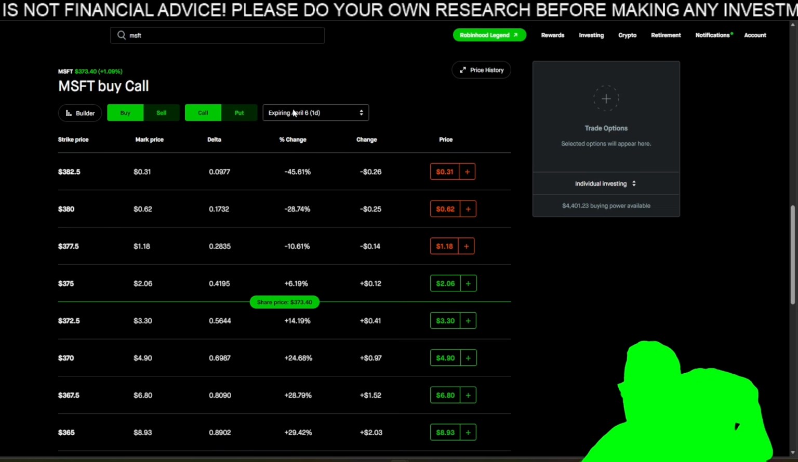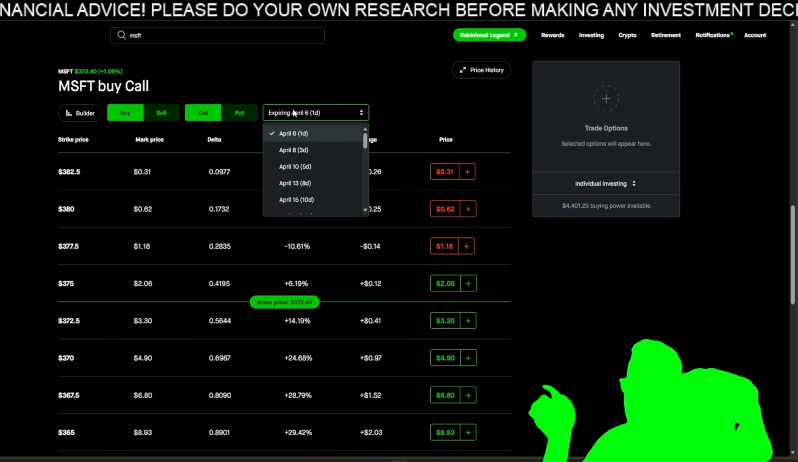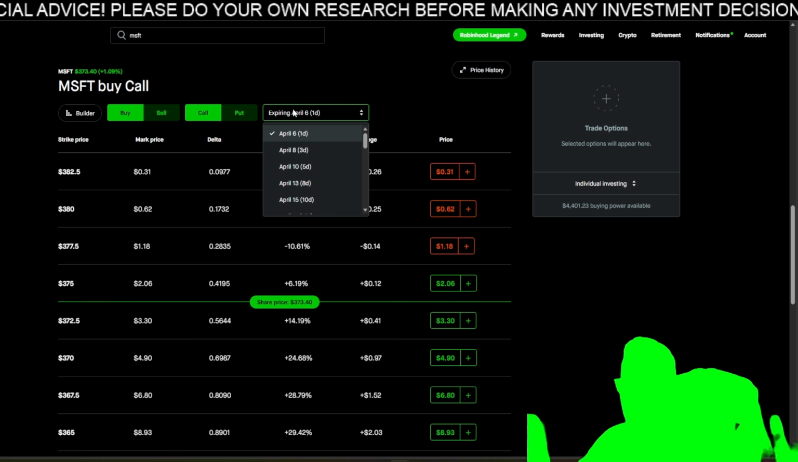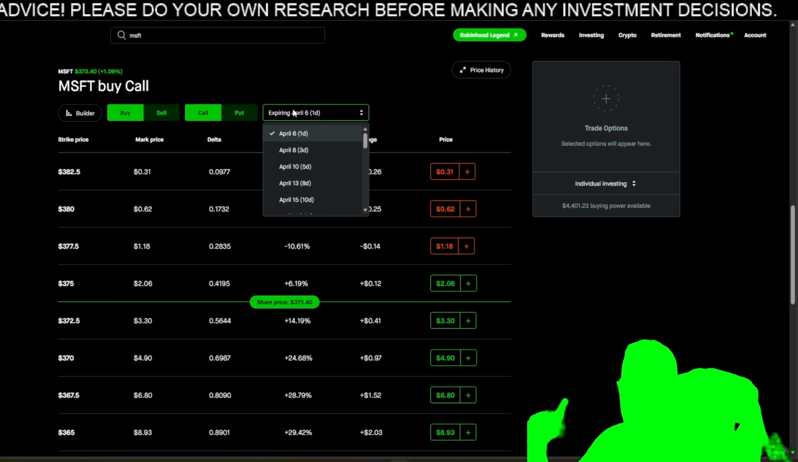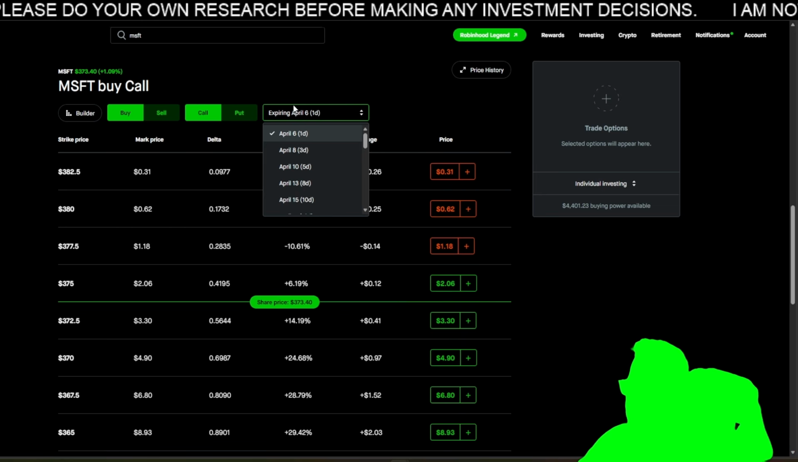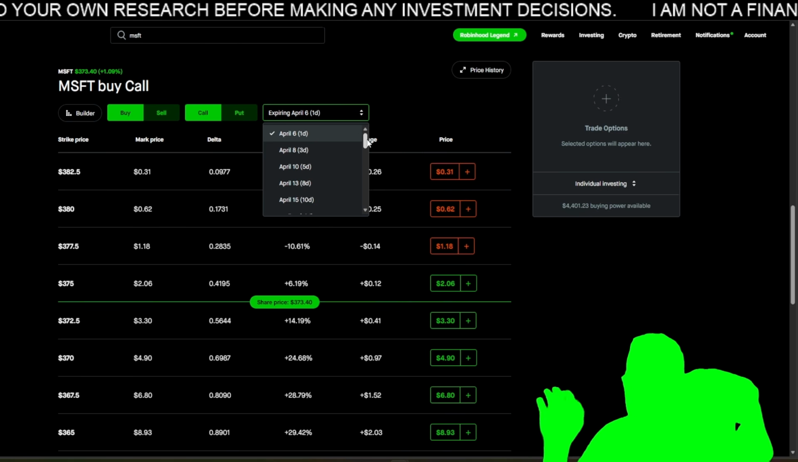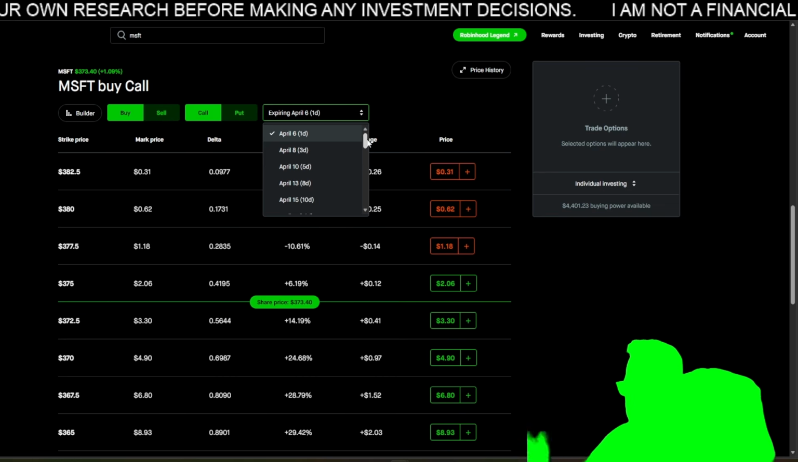And the most important thing for leap options here is the expiration date. This is what allows you to have control or access to 100 shares of a stock without having to pay the full amount for it. Okay, so leap options typically go for at least a year. I do mine a little over a year out. You can go as far as 3 years if you want to.